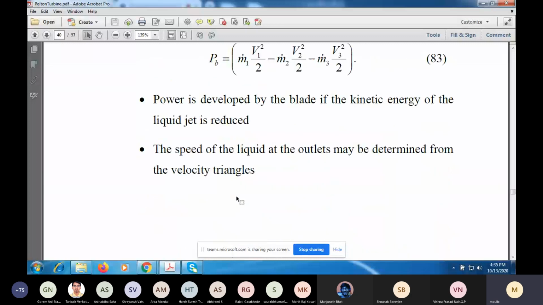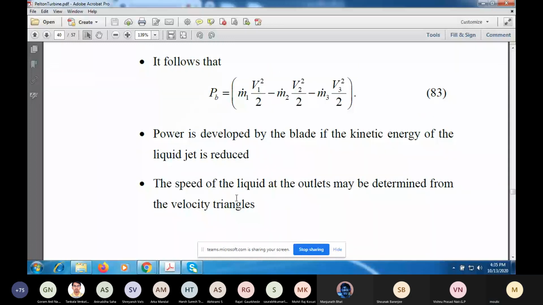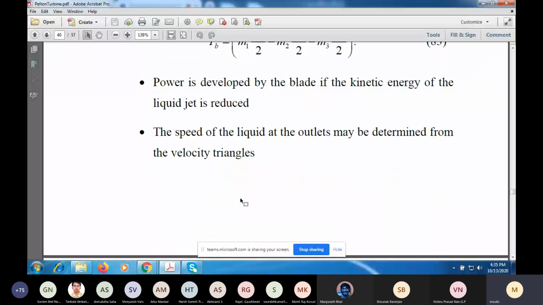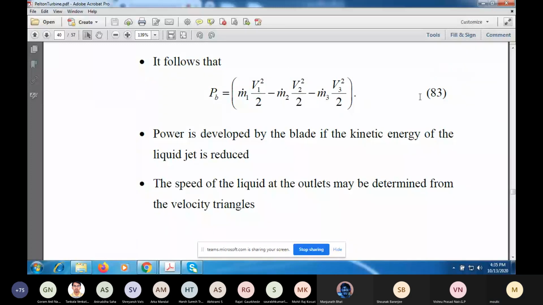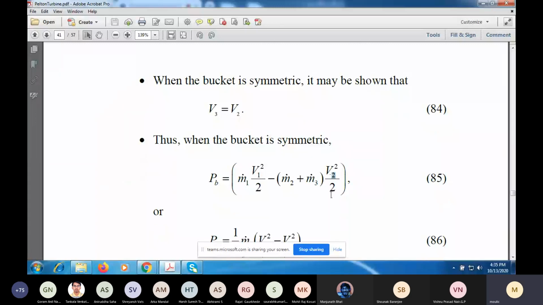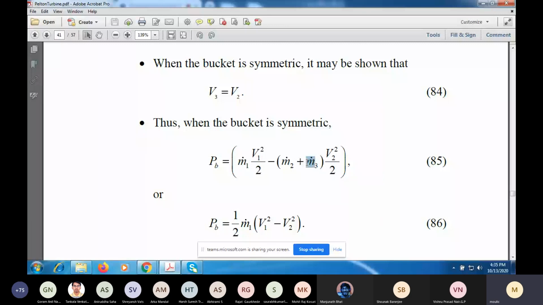So in that case, this I'll show you later, but let me use this relation and simplify equation number 83. If V2 and V3 are the same, then I can factor out V2 squared by 2 and write it as the sum M2 dot plus M3 dot into V2 squared by 2. And again, this sum of the mass flow rates at the two outlets, if you add it, is equal to the mass flow rate at the inlet.